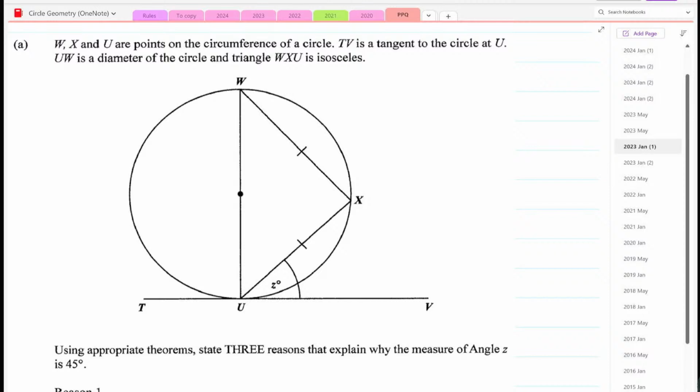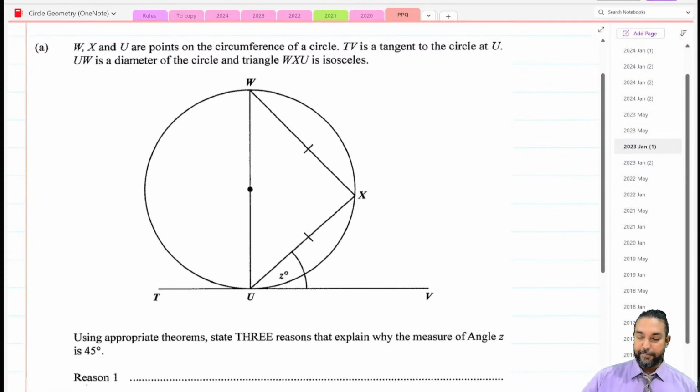I'll find a different way to do this for you. Yeah, so those playing the home game, you're just looking to be able to explain why z is 45 degrees.